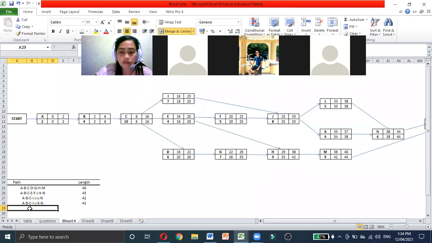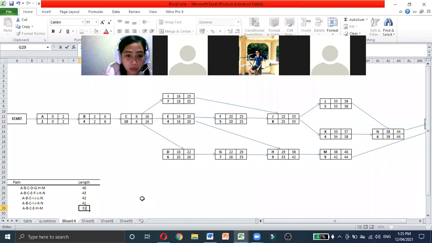A, B, C, E, H, M. Okay, A, B, C, E, B, H. C, E. Okay, E, E, H, M. Alright. How much is that? 38. A, B, C, E, H, M. What is the length? 38. A, B, C, 38. Okay, that is 31.